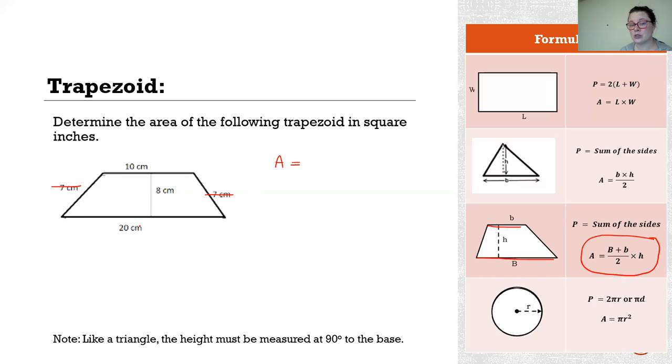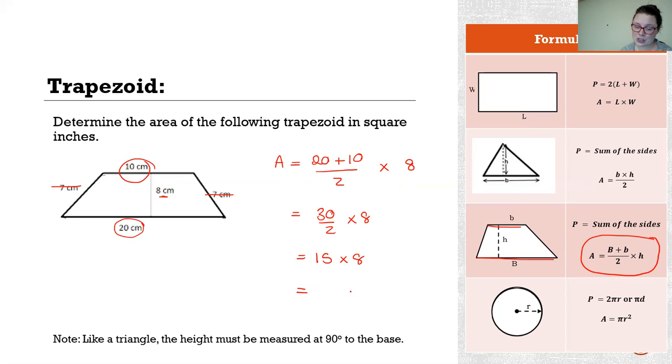So all we need to do is put our information in our formula. The area is equal to the large base plus the small base of 10, divided by 2. So basically what we're doing is averaging them, times the height, which is 8. 20 plus 10 is 30, divided by 2, times 8 gives me 15 times 8, which gives us a grand total of 120 centimeters squared.